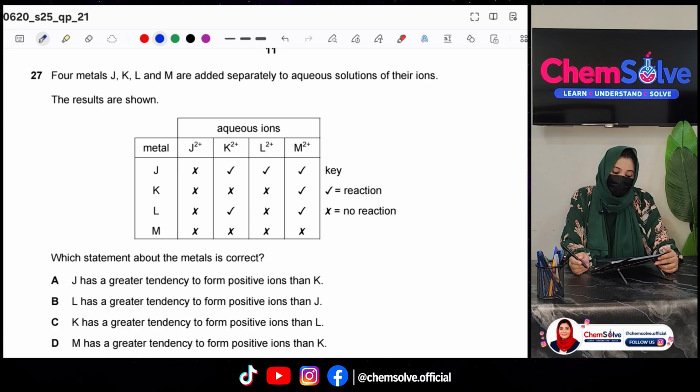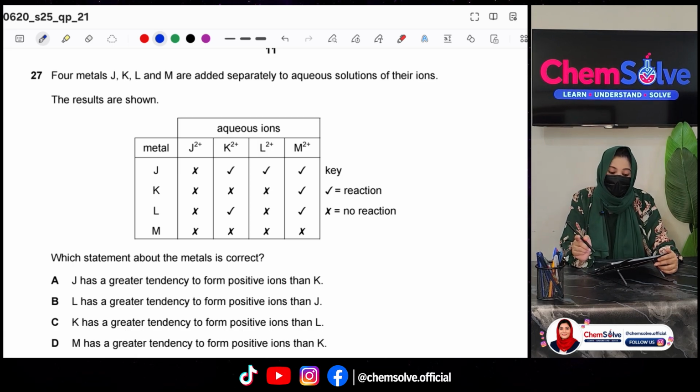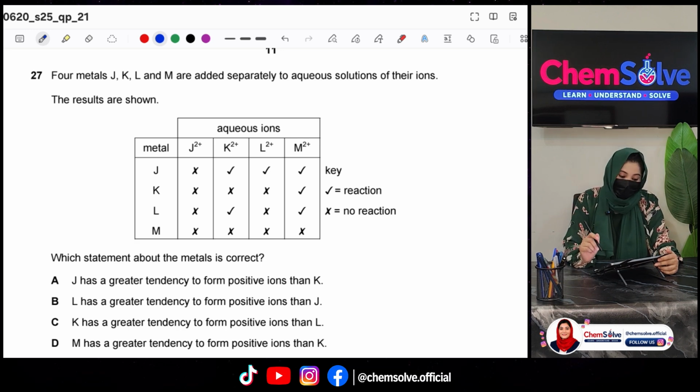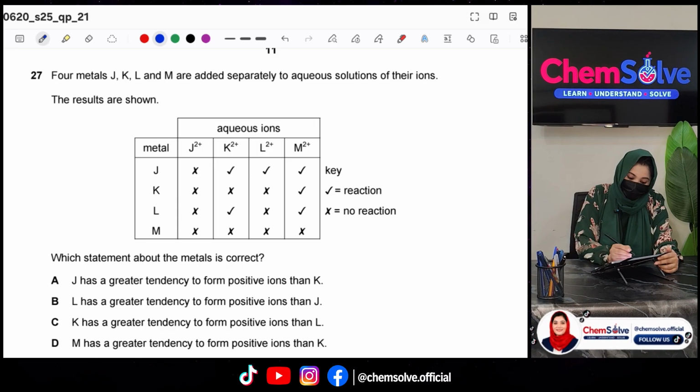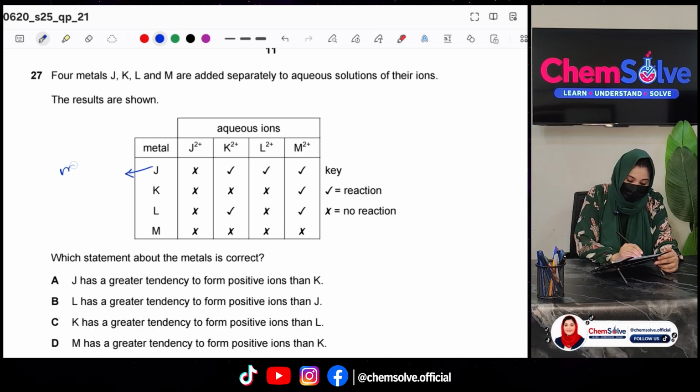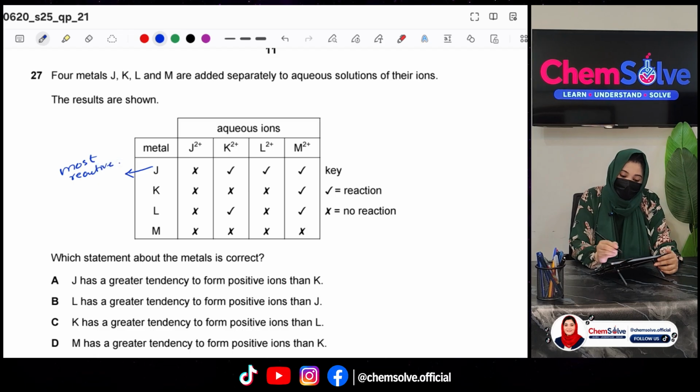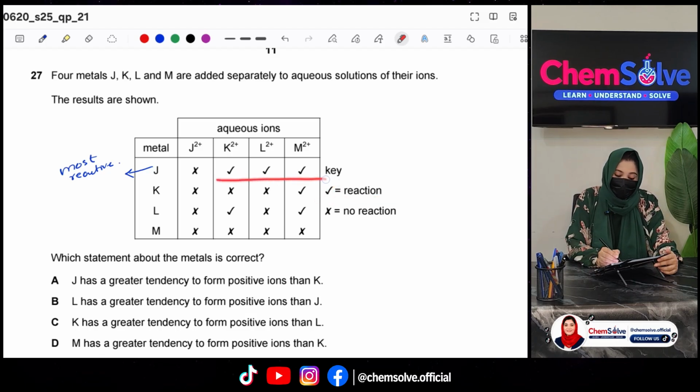Question number 27. Four metals J, K, L, M are added separately to the aqueous solution of their ions. So the results are shown. Okay, so J can displace everything. It means J is most reactive. Why? Because if it reacts, we have to tick this, so all the ticks are here. It means J is reacting with K, L, M, with everything. So that's why J is more reactive.